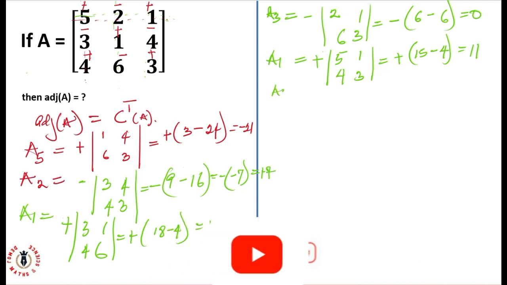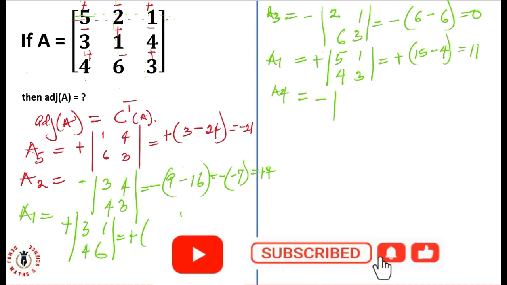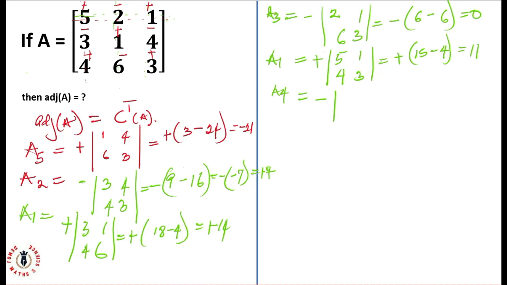Next will be A4. A4 is negative. The sign there is negative. So the elements I'll be picking will be 5, 2, 4, and 6. So this will become negative into 5 times 6, that's 30, minus 8, which equals minus 22.